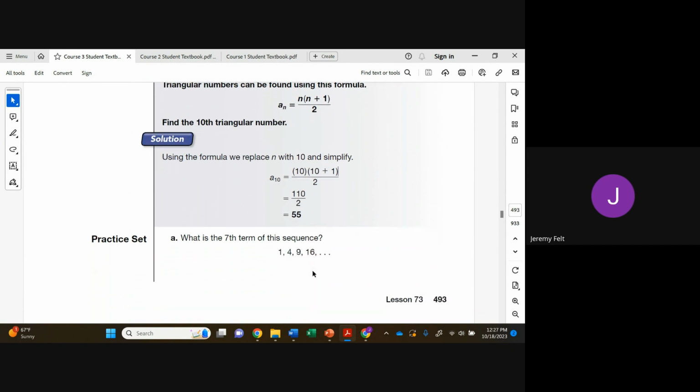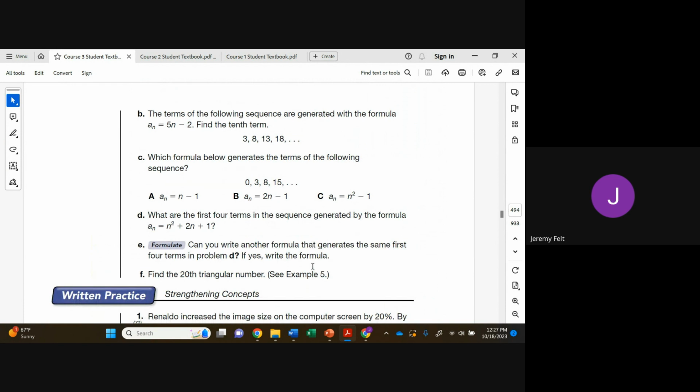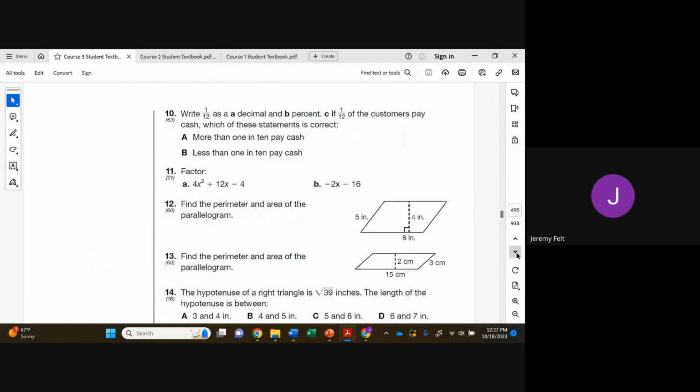So just look for that. Sometimes we'll be given the rule and we have to find a value. Sometimes we'll be given all of the values of our first, second, third, fourth, fifth, whatever terms, and then we have to work backwards to find the rule. All right.